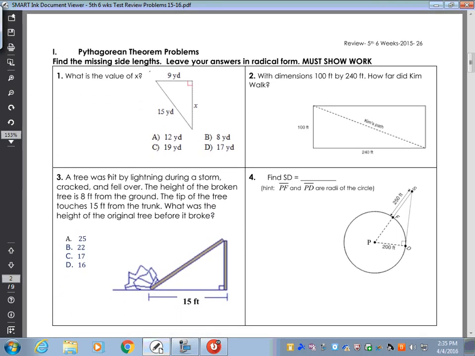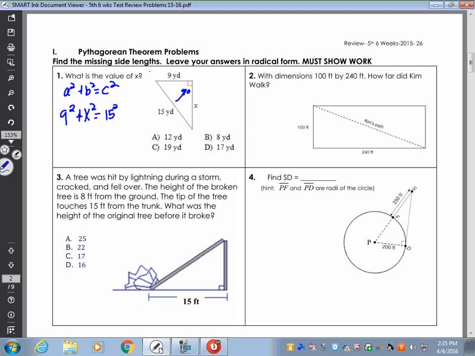This first section says Pythagorean Theorem problems. Find the missing side lengths, leave your answer in radical form, and show work. So here, because we have just the right angle with that box showing that that's 90 degrees, and we have two side lengths, we're always going to do a squared plus b squared equals c squared first. So understand a and b are the legs, it doesn't matter which one, they're interchangeable. So I can say 9 squared plus x squared, that's the other leg, equals 15 squared.